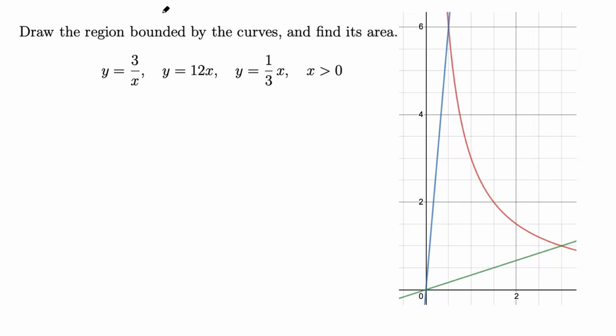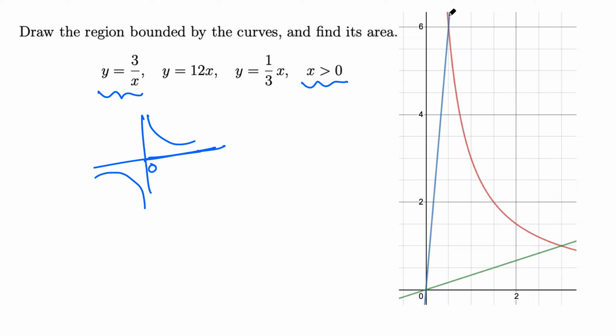Draw the region bounded by the curves and find the area of the region. So the curves are y equals 3 over x. Just use your calculator. 3 over x will have curves like this, but we are only looking for x positive. That means right hand side only, this side.